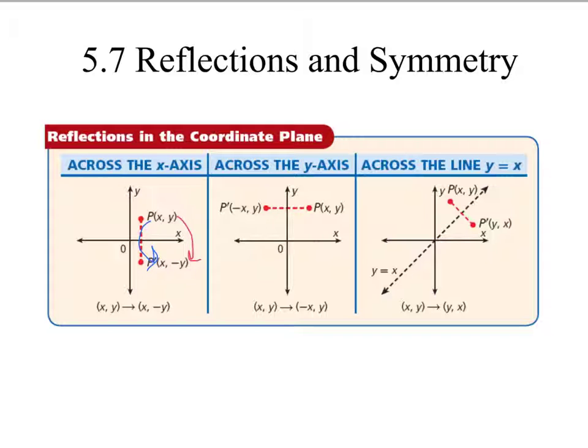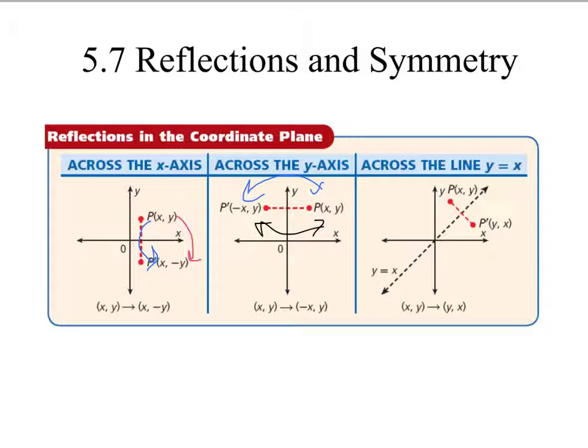Across our y-axis is the exact opposite of that. Our y's stay the same, but our x's flip-flop, or they become the opposite. If it's positive, it goes negative. If it's negative, it goes positive. So that's what it flips over.